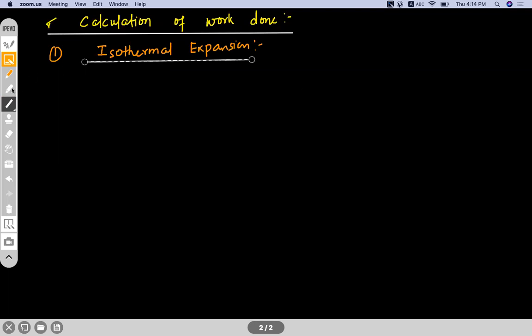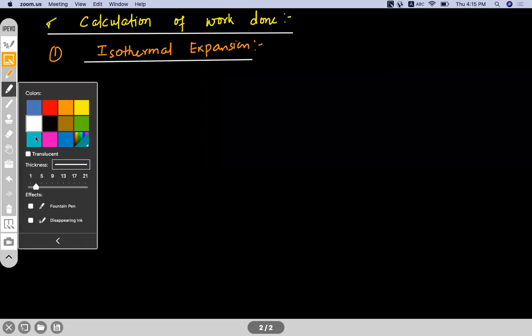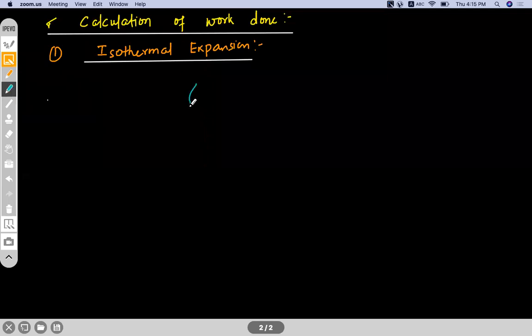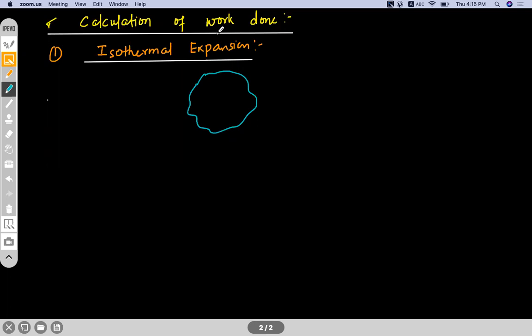It's fine now. Isothermal expansion means what? We have expansion, but the temperature of the system is constant, right? So, expansion at constant temperature. So what happens in this process, you see? You have a system, and we need to focus on the work done over here, right? Work done in isothermal expansion.